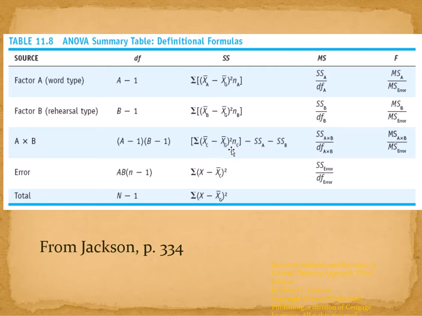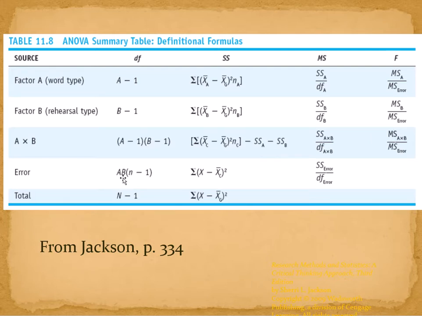times the number in each cell, minus sums of squared A, sums of squared B. Then the remaining sums of squares is going to be our sums of squared for the interaction, over the degrees of freedom for the interaction. And the F ratio is the same thing. It's the mean squared for that particular row over mean squared error.